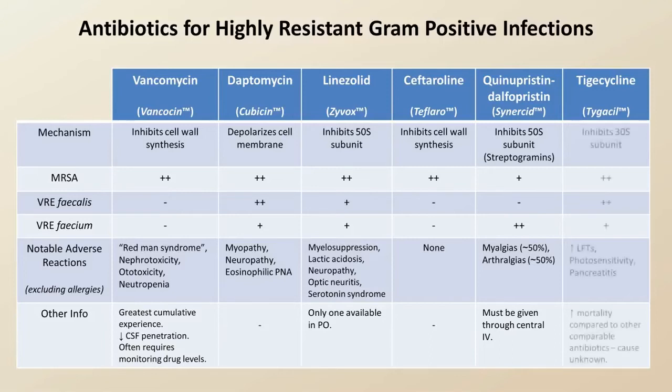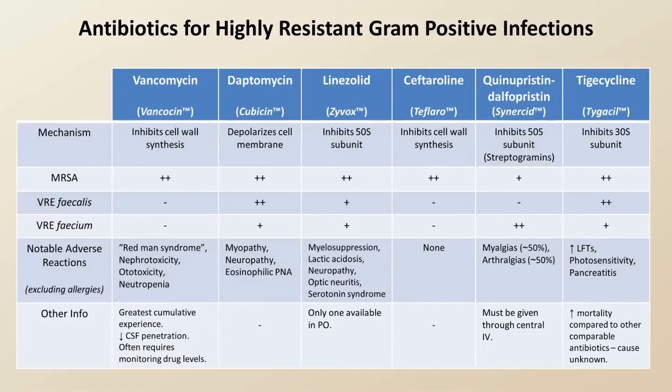Finally, tigecycline inhibits the 30S ribosomal subunit. It's active against all 3 bacteria. It can increase LFTs, causes photosensitivity, and may very rarely cause pancreatitis.